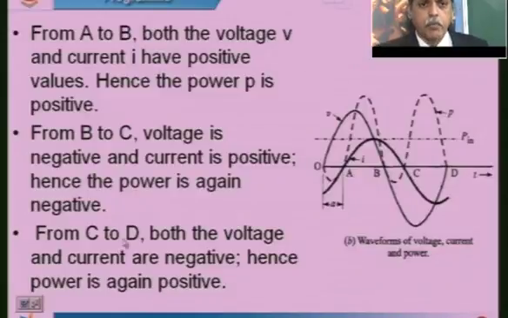So the same thing again repeats here. This slide also tells the same thing. From A to B, both voltage and current have positive values, hence the power is positive. From B to C, the voltage is negative and current is positive, hence the power is again negative, like that.